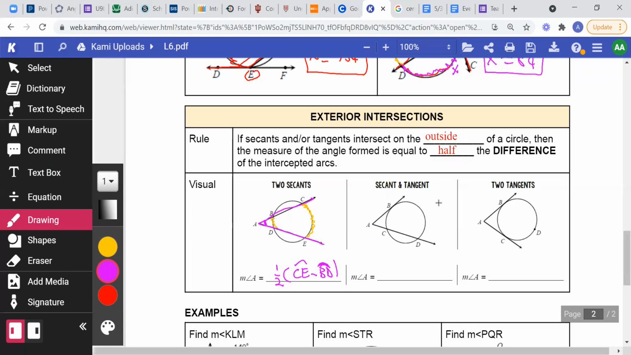When it's outside, take half of the big arc minus the small arc, okay? In the next case, AB is a tangent because it touches the circle at exactly one point, and AD is a secant because it goes through the circle. Despite that, they still meet outside at A. So you look at the big arc far away and the small arc next to the angle formed. Then you take half; the big arc is BD, and the baby arc is BC.